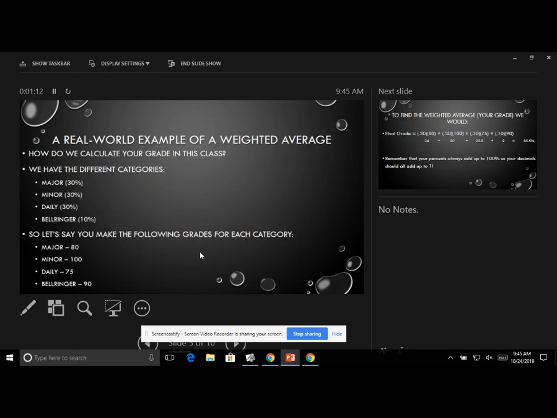All right, so here's an example of how we use a weighted average in the real world. It's how we calculate your grade in this class. If you remember back in your syllabus, there are 4 different categories that go into your grade, and they're each weighted differently. Major grades are worth 30%, minor grades are worth 30%, daily grades are worth 30%, and bell ringers are worth 10%. You'll notice all of these percents add up to 100%, and they make your grade. So let's say you make the following grades in each category: 80 for major grades, 100 for minor grades, 75 for daily grades, and 90 for bell ringers.